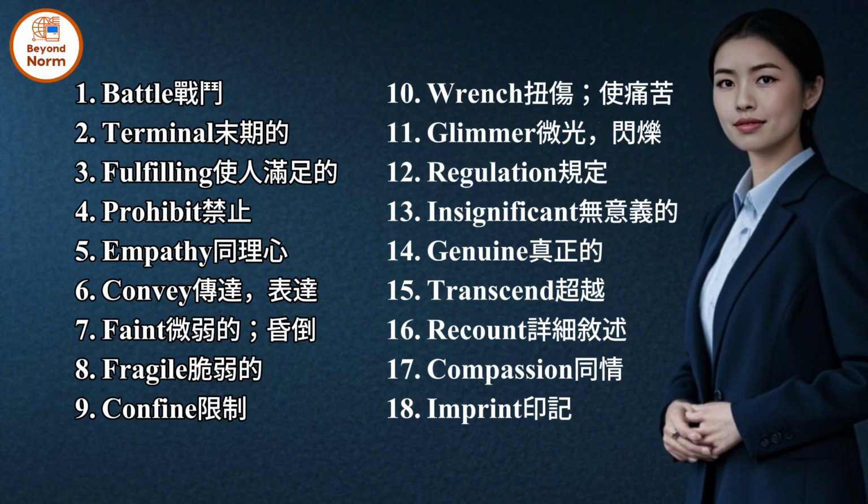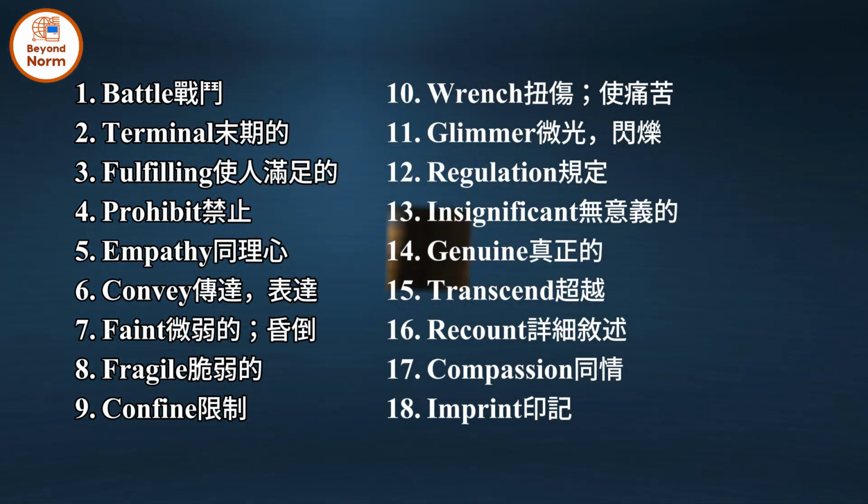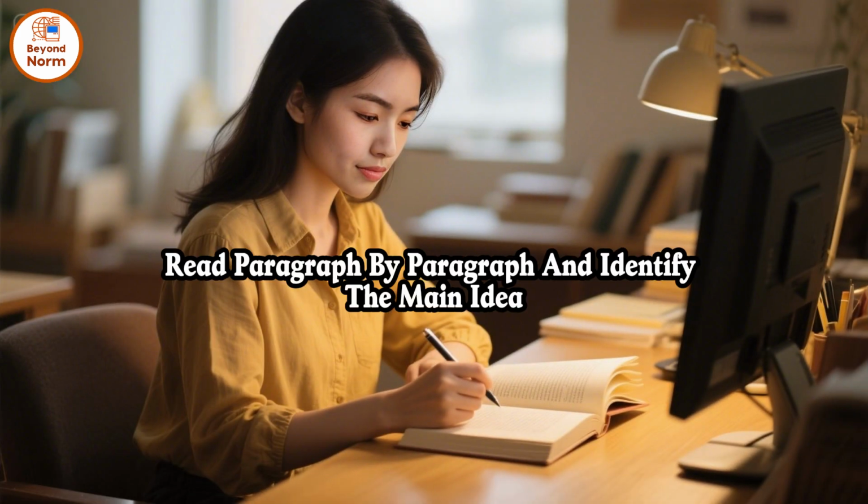11. Glimmer. 12. Regulation. 13. Insignificant. 14. Genuine. 15. Transcend. 16. Recount. 17. Compassion. 18. Imprint. Step 3. Read paragraph by paragraph and identify the main idea.